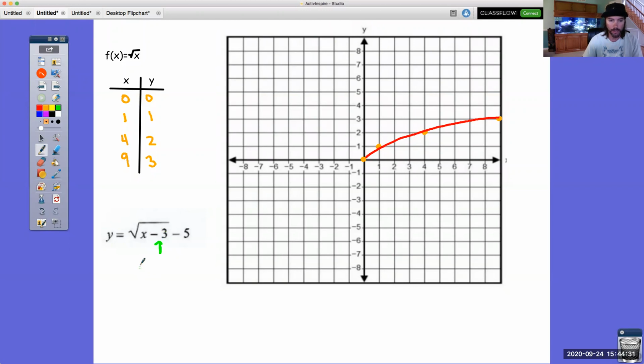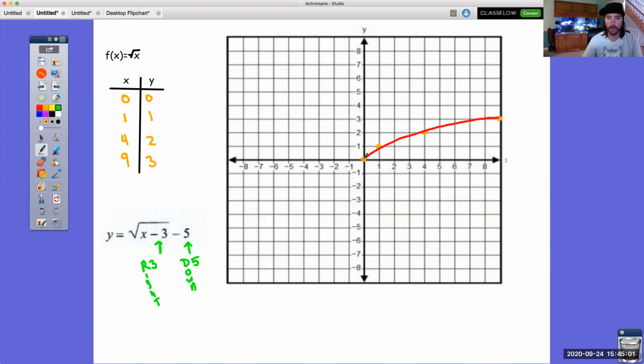So that's a -3. This one is actually going to go right 3. I'm going to take those 4 points and move them to the right 3. If a number is on the outside of the square root, a -5, that's your up and down movement. And this is not an opposite. A negative does go down like you would think. So then this is going to go down 5. So it's going to go right 3, down 5. I'm just going to take those orange points and move them accordingly.